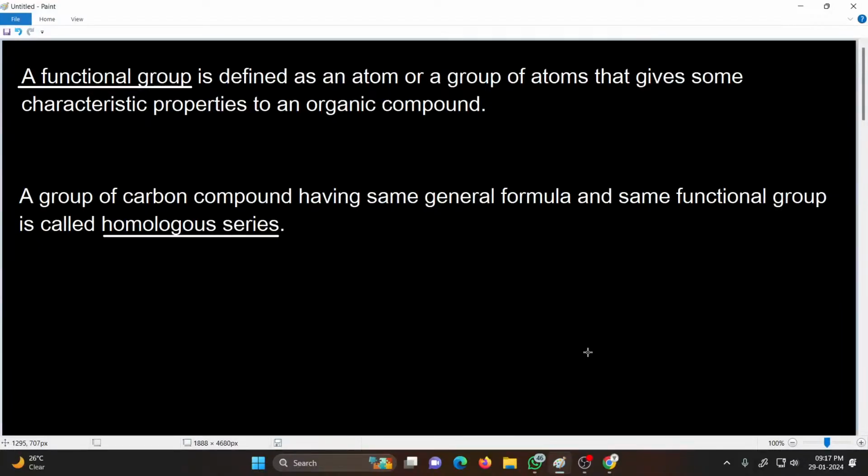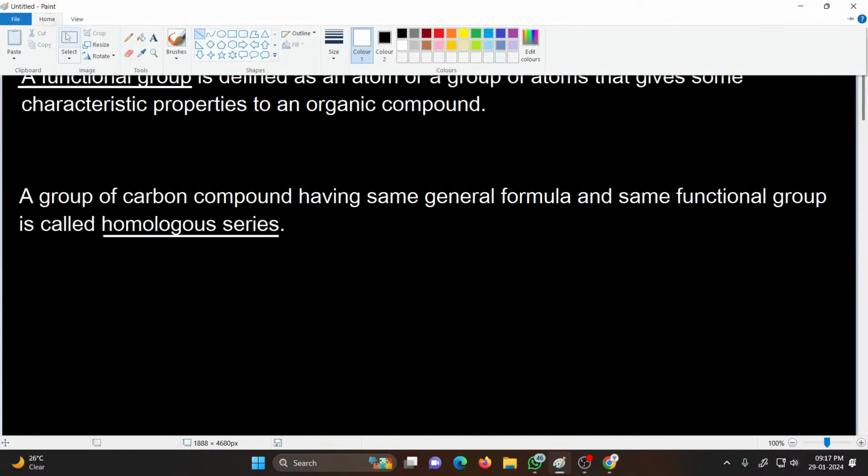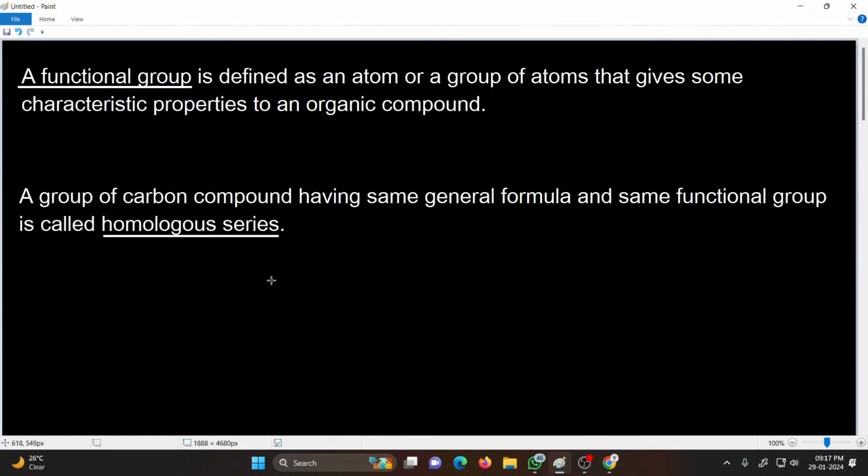A functional group is defined as an atom or group of atoms that give some characteristic properties to an organic compound. So, in the carbon chain, if one or more hydrogen atoms are replaced by heteroatoms such as halogens, oxygen, nitrogen, and sulfur, that group is called the functional group. Let us see them one by one.